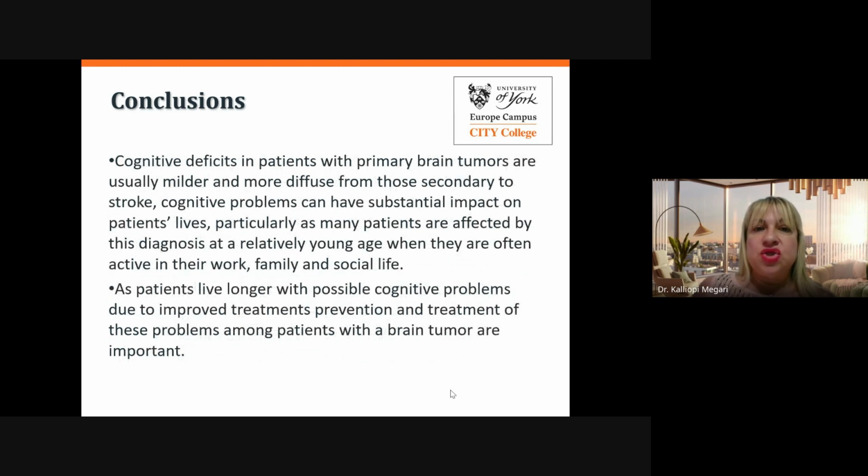Cognitive deficits in patients with primary brain tumors are usually milder and more diffuse than those secondary to stroke. Cognitive problems can have a substantial impact on patients' lives, particularly as many patients are affected by this diagnosis at a relatively young age, when they are often active in their work, family, and social life. As patients live longer with possible cognitive problems due to improved treatments, prevention and treatment of these problems among patients with a brain tumor are very important.